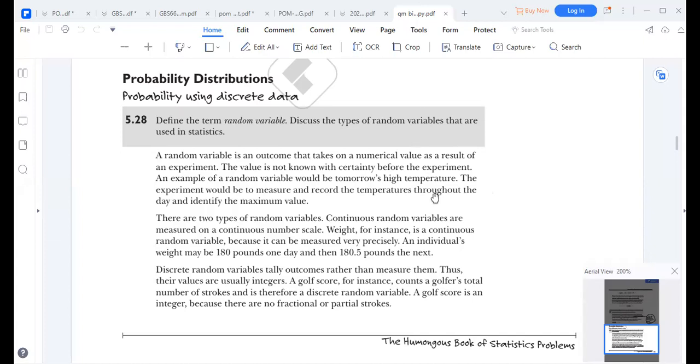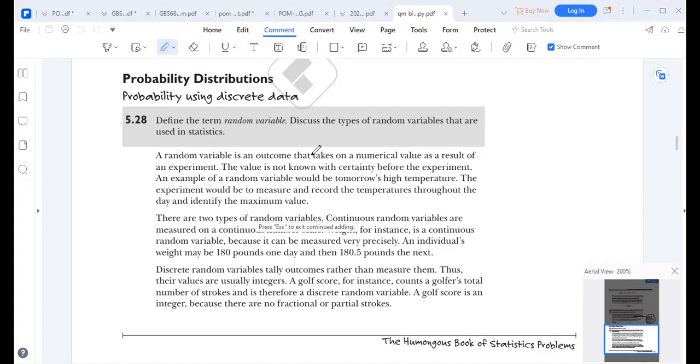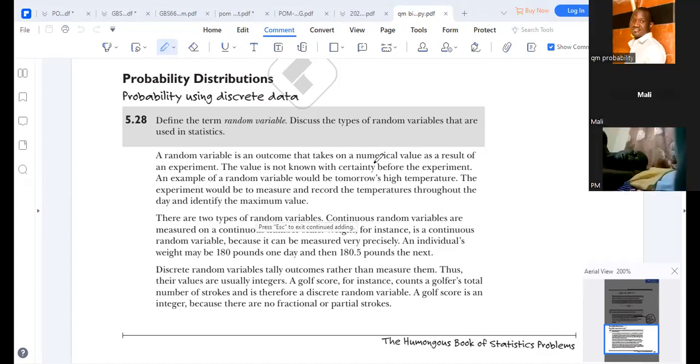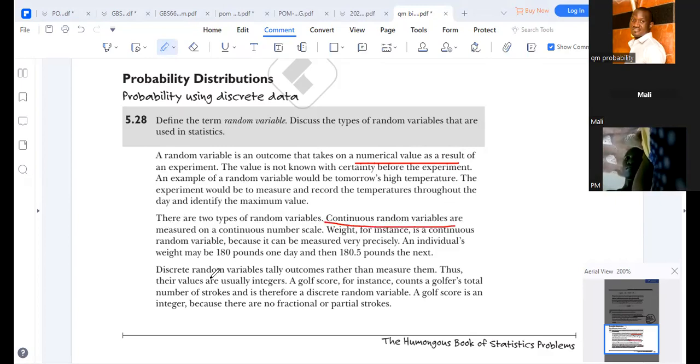I'll start with one of the easiest distributions, which we call the random variable. Now, when we're dealing with random variables, we're dealing with outcomes that take numerical values as a result of an experiment. Each time we're dealing with random variables, there are two types that you need to take note of. There's the continuous random variable, and there's the discrete random variable.